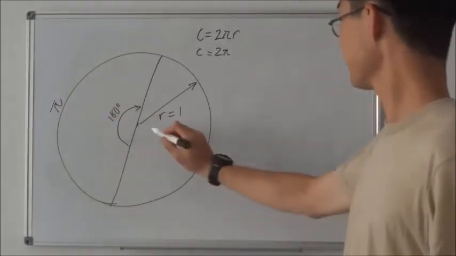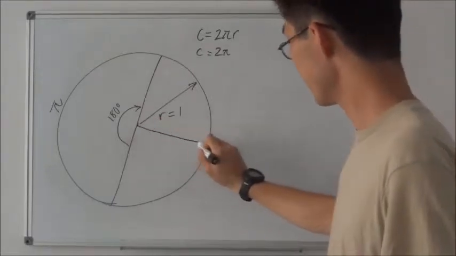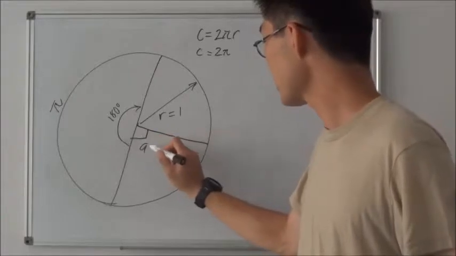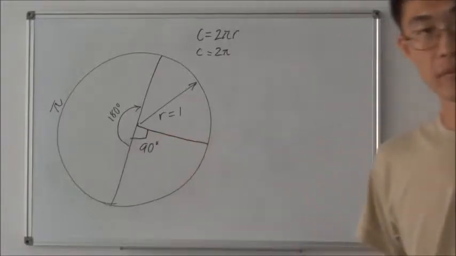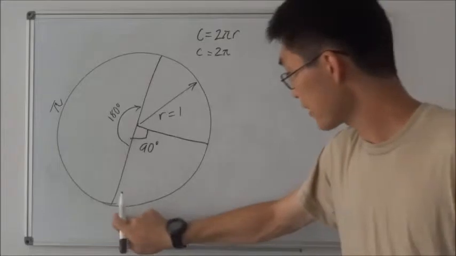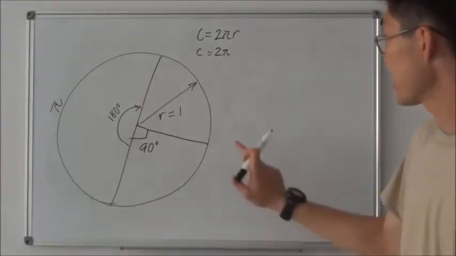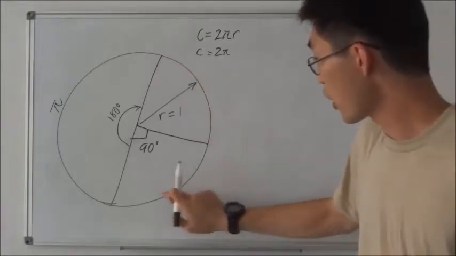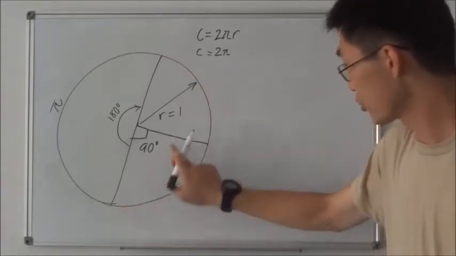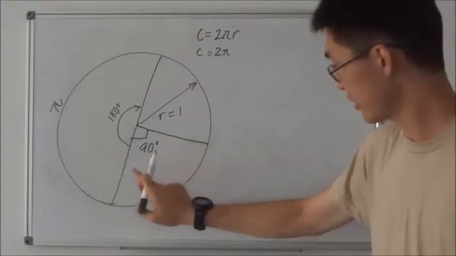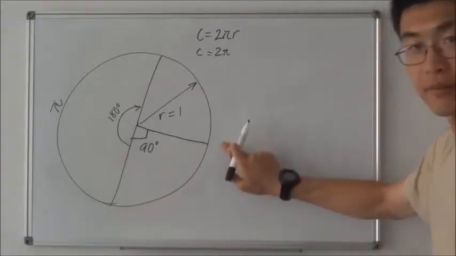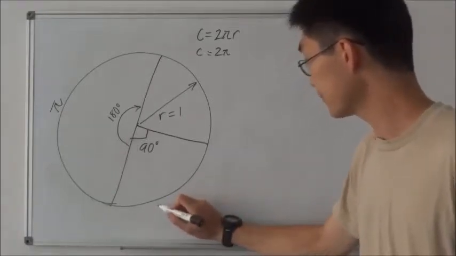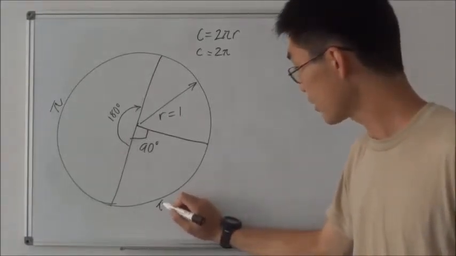And now, let's try something else. Let's try a quarter of a circle. 90 degrees here. And what's the arc length here? Notice that the circumference is 2 pi, and we have a 1/4 of the angle here. So we have 1/4 of 360 degrees, a quarter of the total circumference, which means that we have pi over 2.